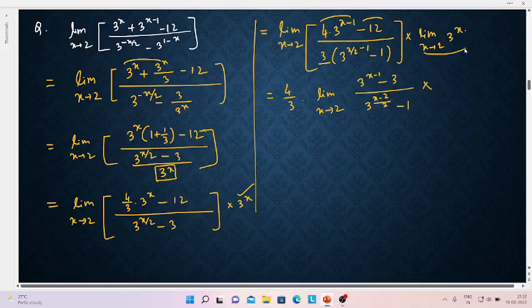And that particular value, can you tell me what will be the value of this? Because if we put x as 2 in that particular 3 to the power x, it will not cause me any trouble, so that will become 3 to the power 2, right. So now you can see that 4 by 3 is there, 3 to the power 2 is nothing but 9, that will be outside of the limit, right.